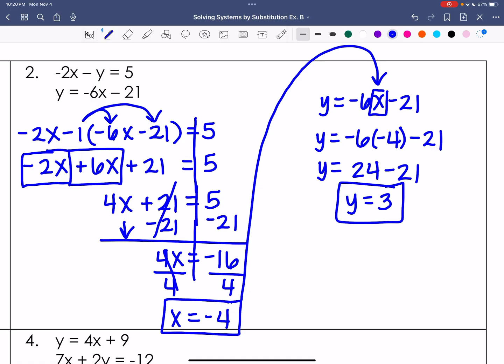So I want your answer as a solution. So remember, my solution is an ordered pair. And every ordered pair has an x and y value. So here, my solution would be negative 4, 3.